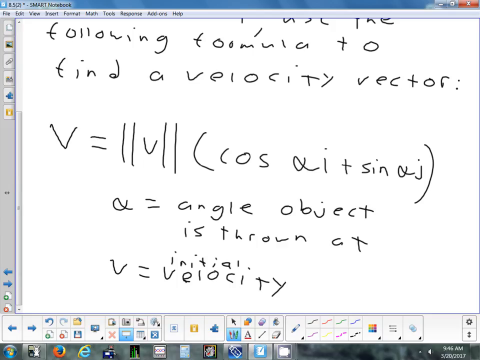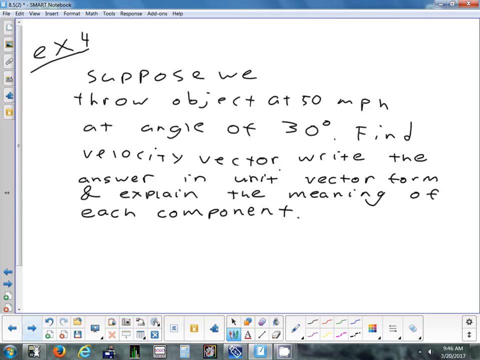So the formulas that we're using would work pretty well if you were doing it in a vacuum without air friction. Okay, but that's not realistic. But it makes it easier. All right, so we're going to throw an object at 50 miles an hour at an angle of 30 degrees.